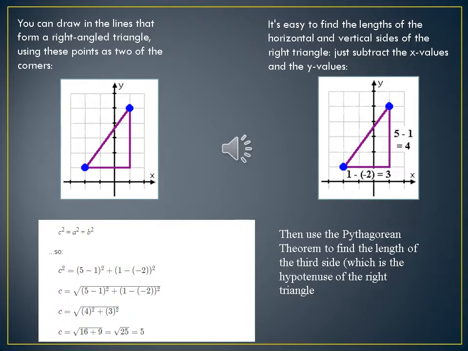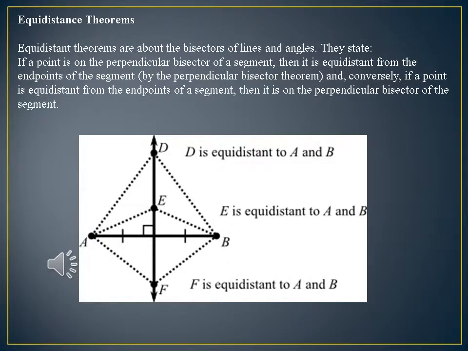Equidistant theorems are about the bisectors of lines and angles. They state: if a point is on the perpendicular bisector of a segment, then it is equidistant from the endpoints of the segment, by the perpendicular bisector theorem. And conversely, if a point is equidistant from the endpoints of a segment, then it is on the perpendicular bisector of the segment.